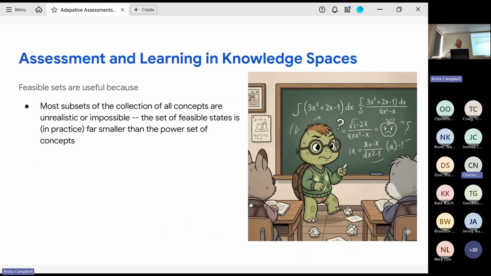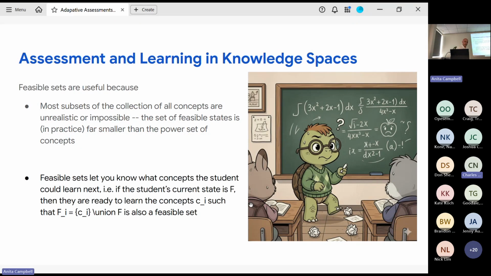And these feasible sets are useful because, if I have 300 concepts, then the total number of possible subsets is 2 to the 300, which is just way too large to try and realistically deal with or build a system that can understand this. The set of feasible subsets is much, much smaller. And it's much easier to work with, both theoretically and in practice when you build a system like ALEKS.